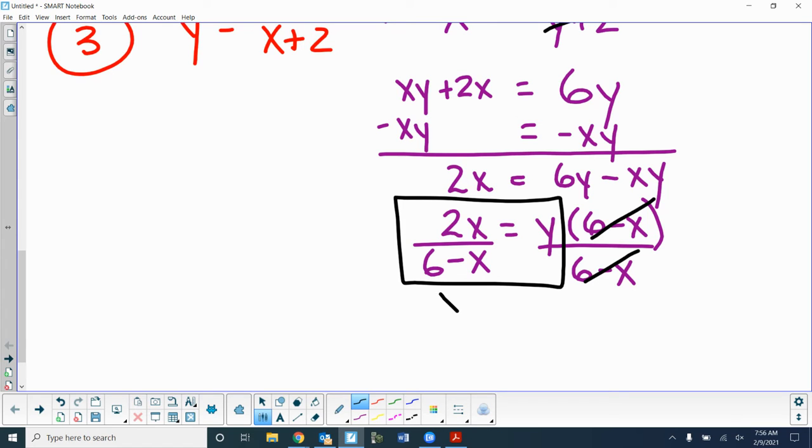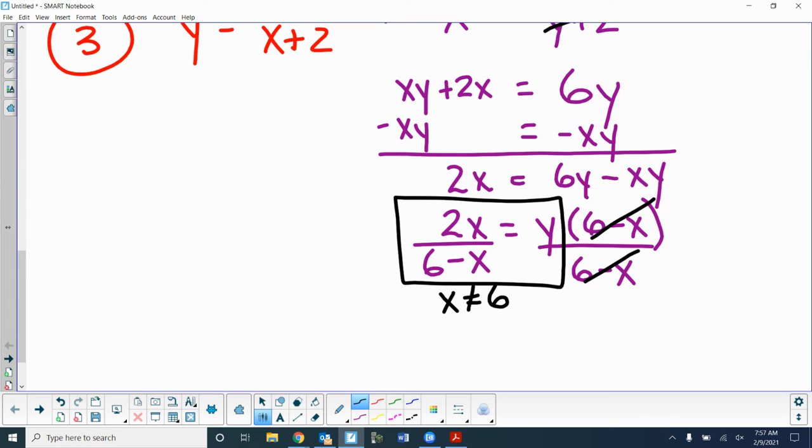Okay, and the number 6, if I put in for x, that would make it 6 minus 6 and give me a 0, which I'm not allowed to have. So you should write that restriction, x cannot equal 6, to finish that up. Questions on that one?